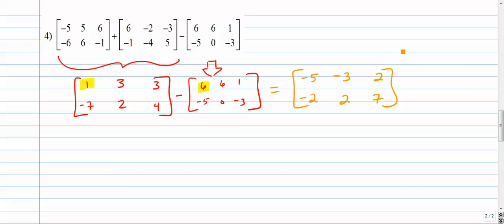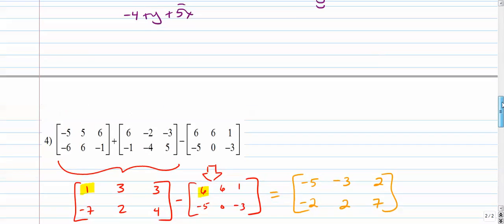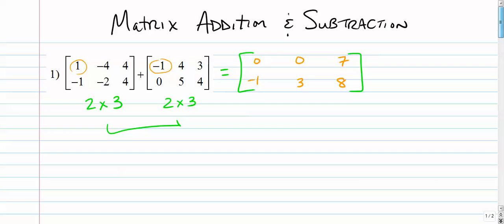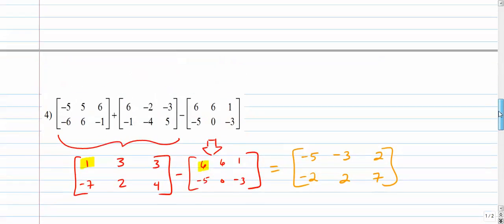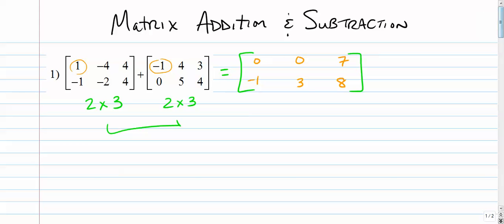And that's it. So there are 4 quick examples on addition and subtraction of matrices. In this case, all the matrices were the same dimensions. Again, if they're not, the problem is shortened, and all you have to do is write undefined because you're not able to add matrices of different sizes.